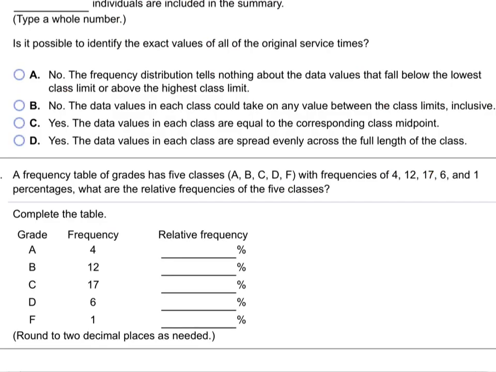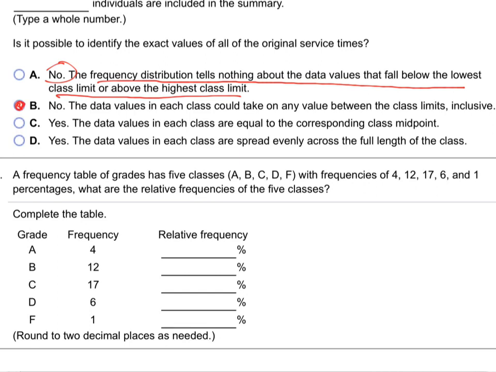All right, so no, the frequency distribution tells nothing about the data values that fall between the lowest and the highest. What's the other no? So this is the right one. Oh, is that wrong? No, it tells us what the data values in each class could take on, any value. Oh, what's wrong with that? Yeah, that sounds even better.